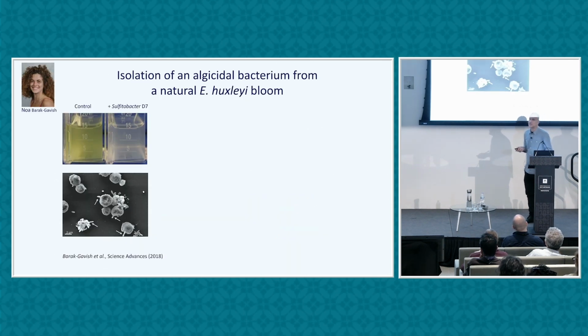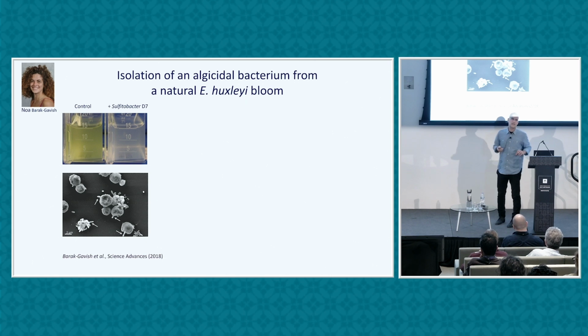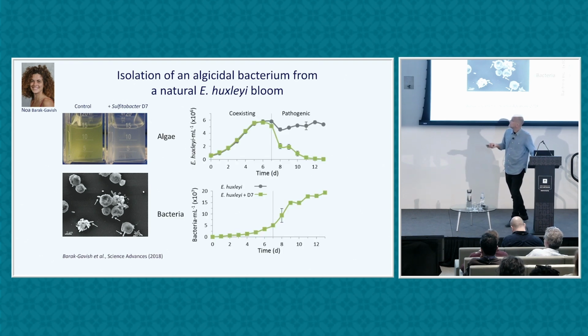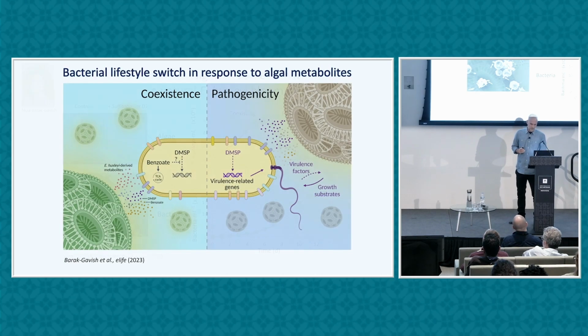What Noah in the lab found independently, isolating from bloom demise in the Atlantic Ocean, is that these blooms contain, towards the end of the bloom, pathogenic bacteria from the Roseobacter clade. And what she showed is that they have two phases, a coexisting one and a pathogenic one that can cause the algae to die. But this is the bacteria, and we're talking about the viruses. So what's going on here?